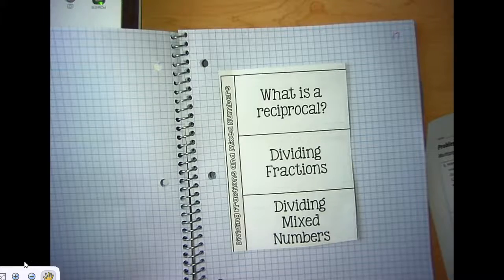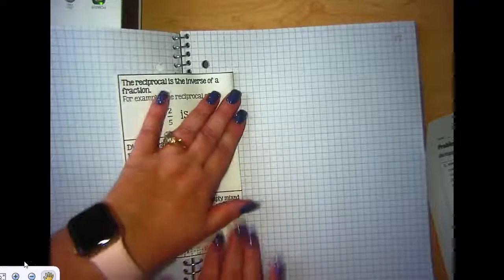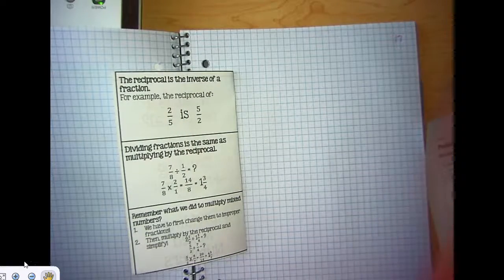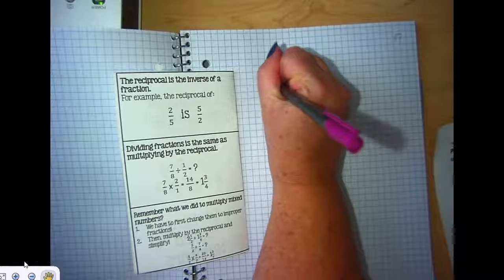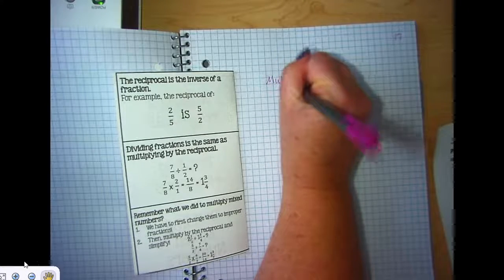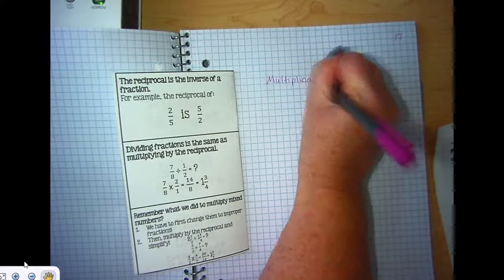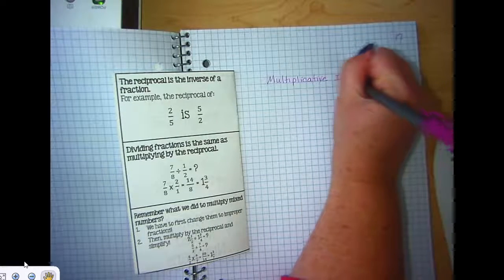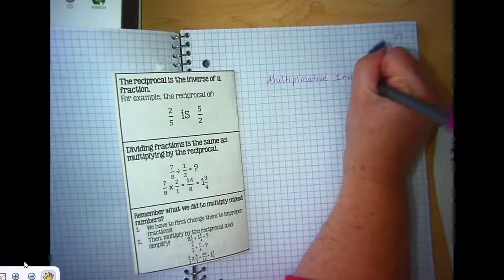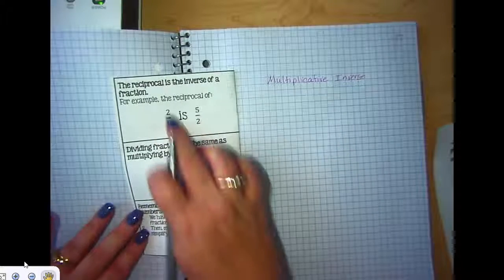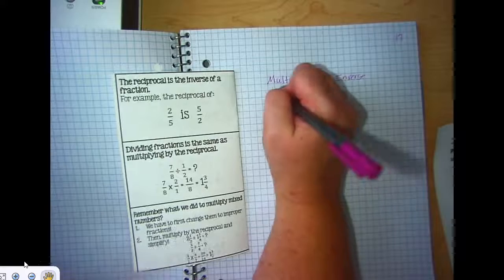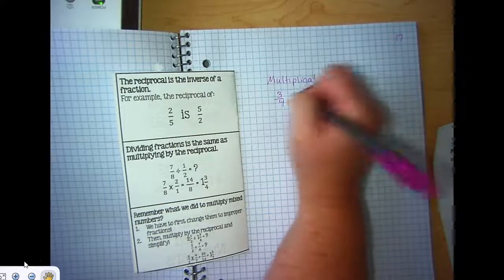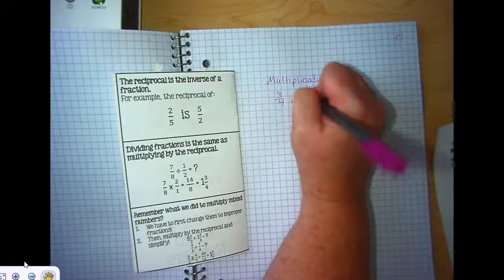Number one, what is a reciprocal? Reciprocal is the inverse. We also call that the multiplicative inverse. So underneath this section right here, I'm going to take some notes. So it is the multiplicative inverse. So, for example, the reciprocal of 2/5 is 5/2. So, another example might be 3/4 is the multiplicative inverse of 4/3.